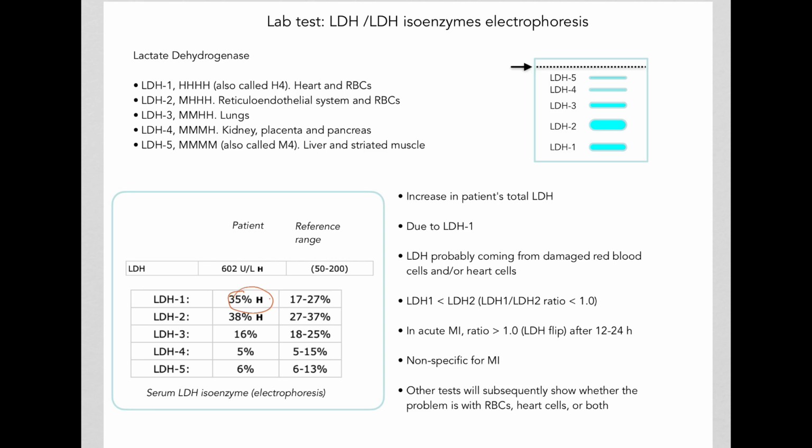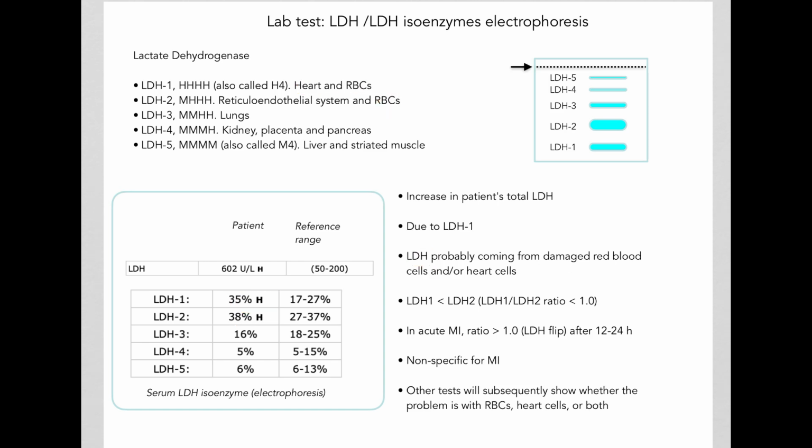So in this patient, we see that the LDH1 is increased, the LDH2 is increased a little bit. So this likely shows that the LDH is coming probably from the heart or the red blood cells. So some cells in the heart or the red blood cells are being damaged, and they are leaking out LDH into the bloodstream.